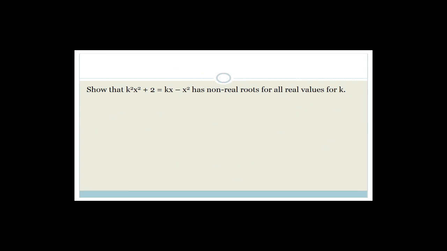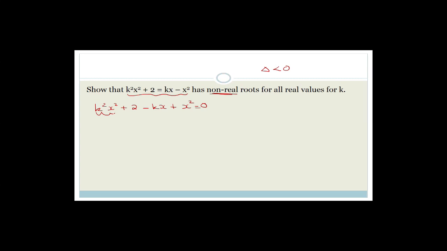Let's do one more question. Show that this has non-real roots for all real values of k. So remember, what are non-real roots? It means that delta must be smaller than naught, or it has to be negative. So let's solve for this. We've got k squared x squared plus 2 minus kx plus x squared has to equal 0. So that's just taking everything to the other side.